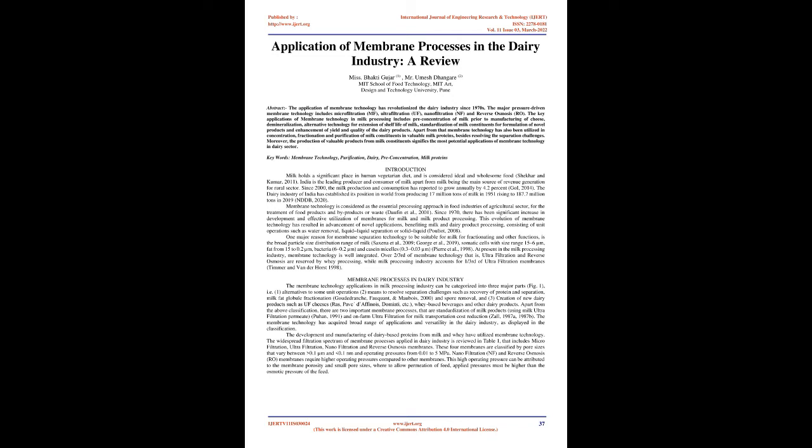Introduction. Milk holds a significant place in the human vegetarian diet, and is considered ideal and wholesome food, Shekhar and Kumar, 2011. India is the leading producer and consumer of milk, apart from milk being the main source of revenue generation for the rural sector. Since 2000, milk production and consumption has reportedly grown annually by 4.2%, GOI, 2014. The dairy industry of India has established its position in the world, from producing 17 million tons of milk in 1951 rising to 187.7 million tons in 2019, NDDB, 2020.